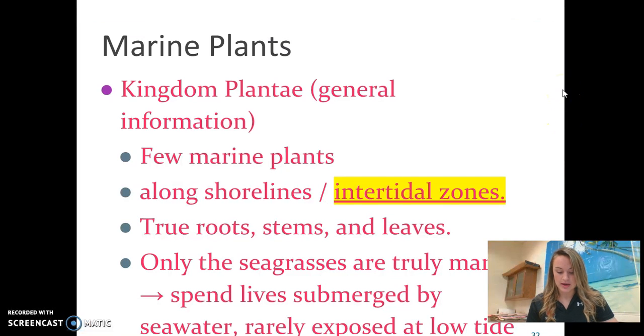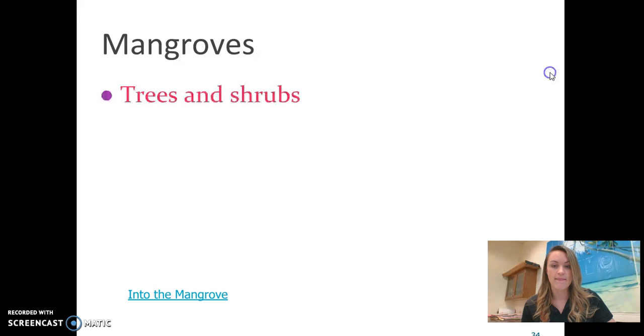All right, real quickly, kind of going through our marine plants. So our kingdom plantae. So we do have plants that actually fall within the kingdom plantae. All right, so we find these a lot along shorelines and our intertidal zones. They do have a true root, stem, and leaf systems. Only seagrasses are the only truly marine plants, so they spend their entire lives completely submerged by the seawater, and they are rarely exposed at low tide.